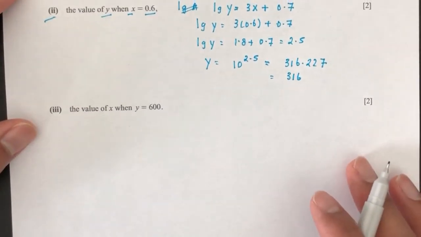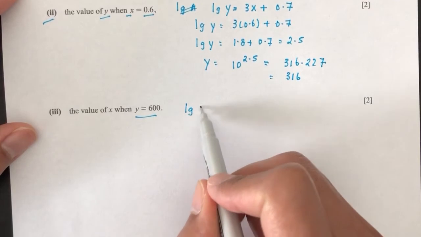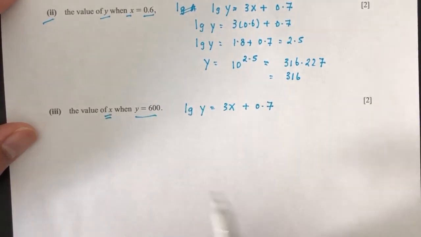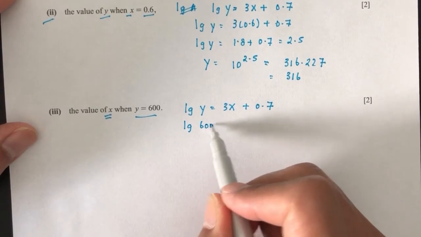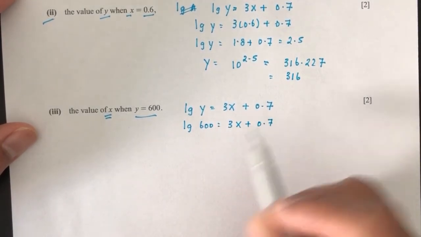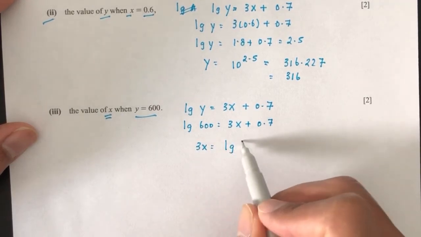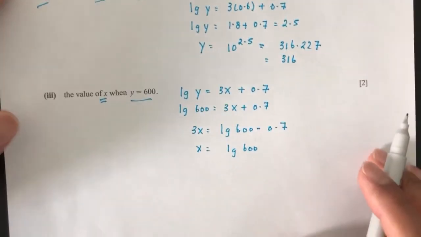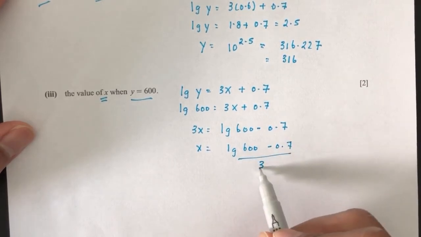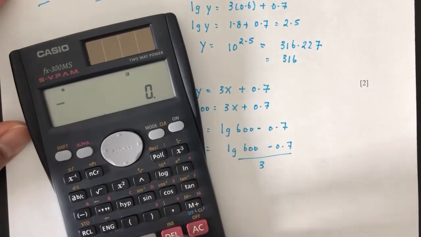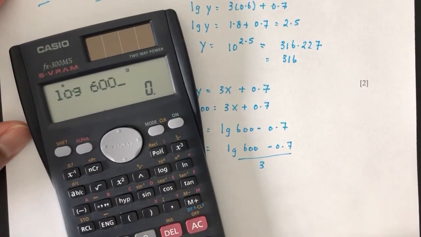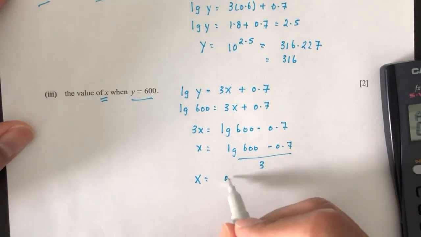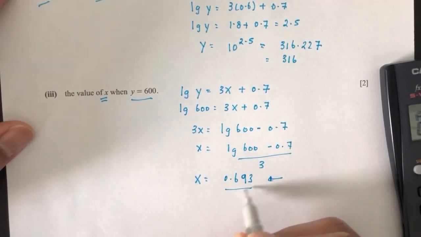Now for part 2, we will have to use the same equation again, which is lg y = 3x + 0.7. Find the value of x when y equals 600. So replace y in this equation. So 3x + 0.7, so 3x will be equal to lg 600 minus 0.7, x equals log of 600 minus 0.7, divided by 3. So let's use our calculator. We have log 600 minus 0.7 divided by 3. That will be 0.693, correct to 3SF. And this is your answer for part 2.